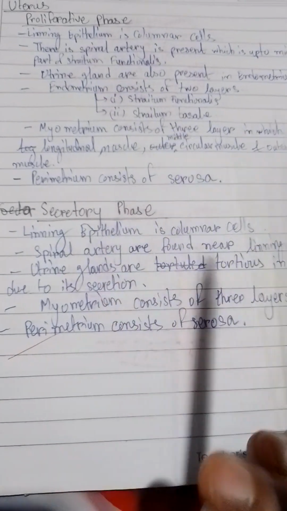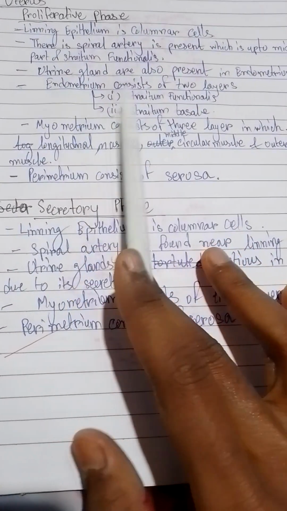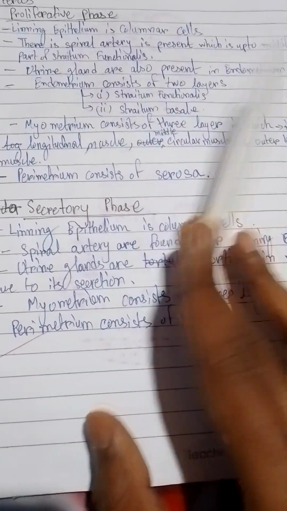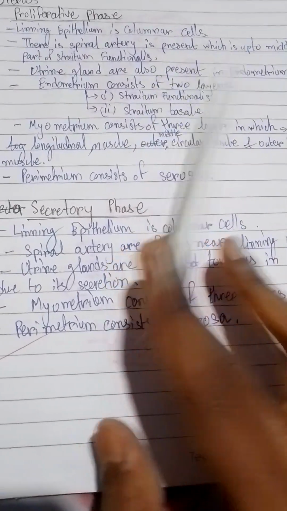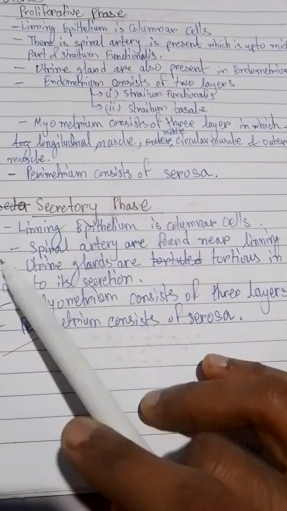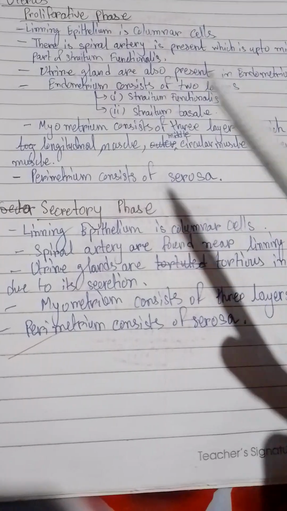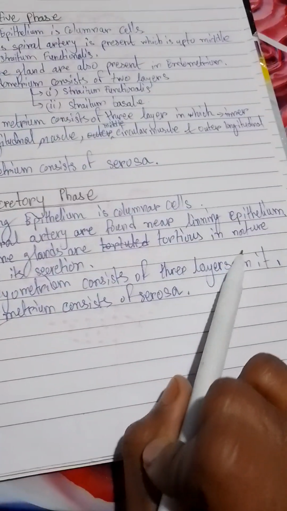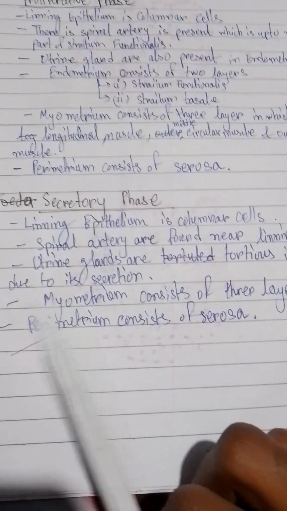In the proliferative phase, uterine glands are present, but they are not so tortuous, and they remain smaller or normal in size. But during the secretory phase, where there are various hormonal actions in the body of the female, the uterine glands are tortuous in nature due to the secretion.